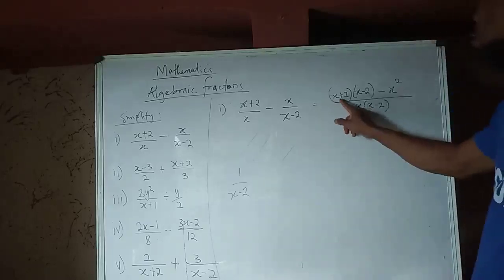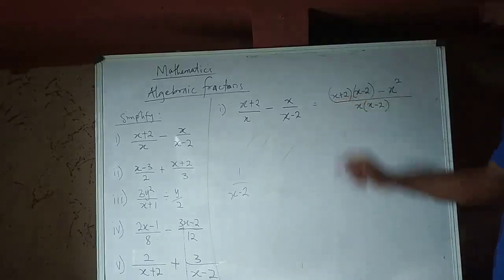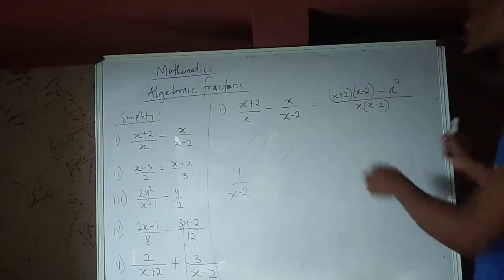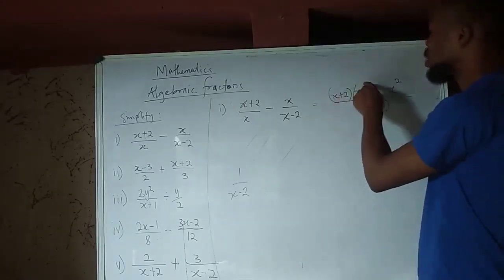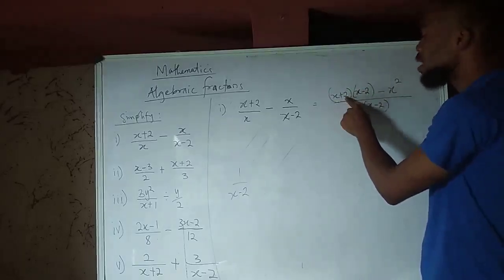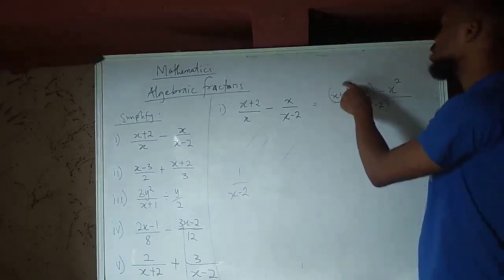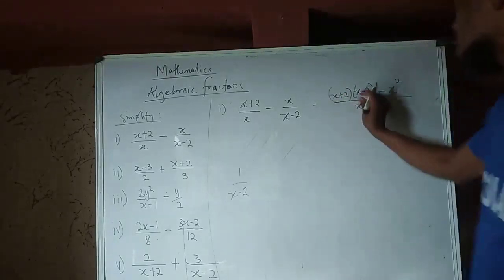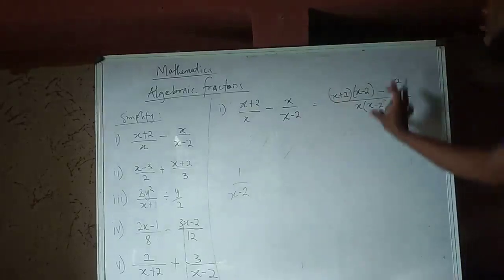Okay, so these two terms, they are in brackets. So how do we multiply? We multiply terms that are in brackets by using one term in the bracket to multiply all the terms in the other bracket, and then using the next term in the first bracket to multiply all the terms in this other bracket. Now look at what we are going to have. I'm going to do this alone before I come back to this.